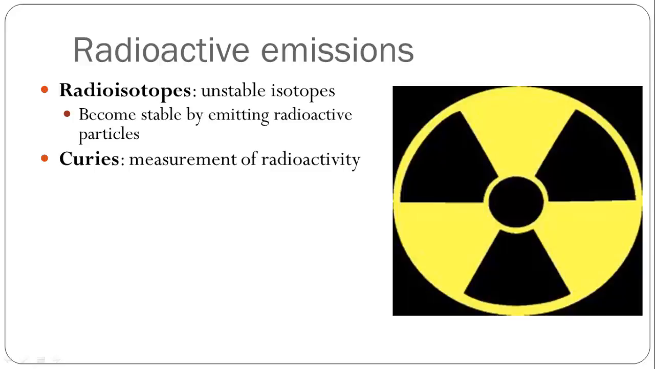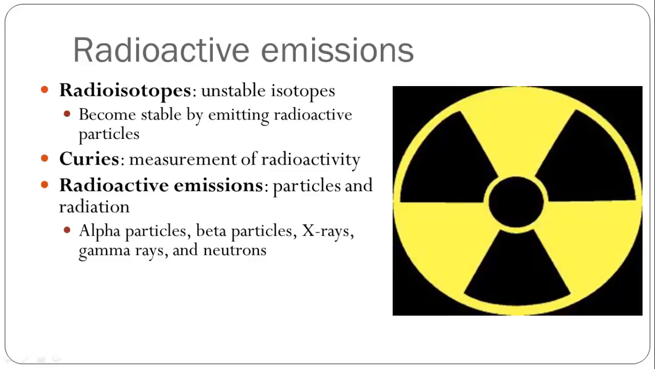Curies is a unit of measurement which will help you measure radioactivity. So you go into a power plant, you measure the radioactivity in curies and determine whether or not it's safe. Radioactive emissions include alpha particles, beta particles, X-rays, gamma rays, and neutrons. And so those are things that can be measured in curies.